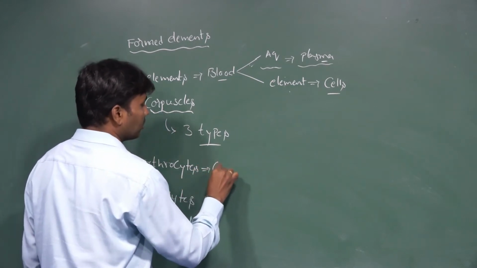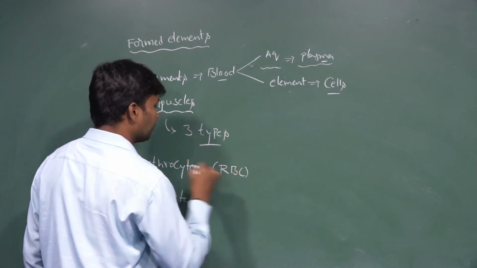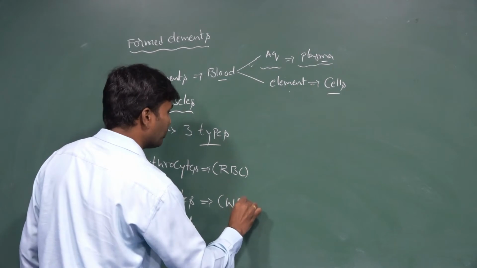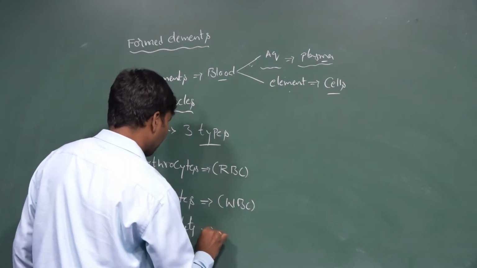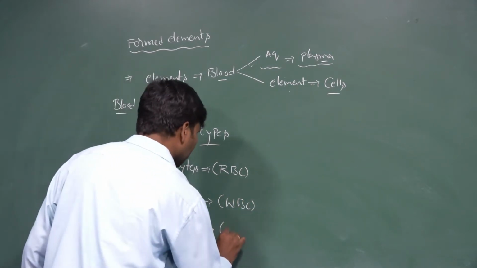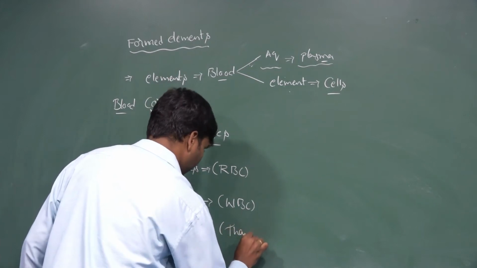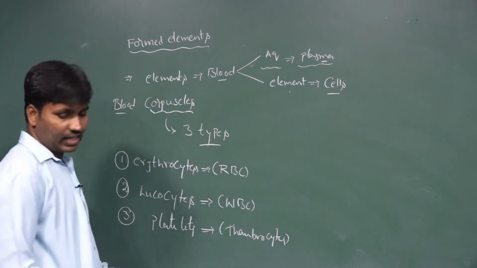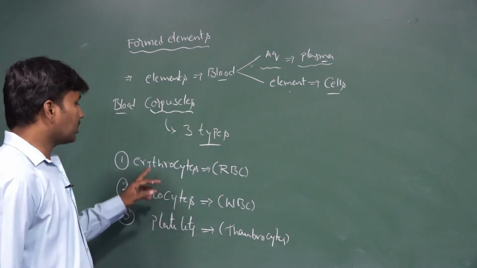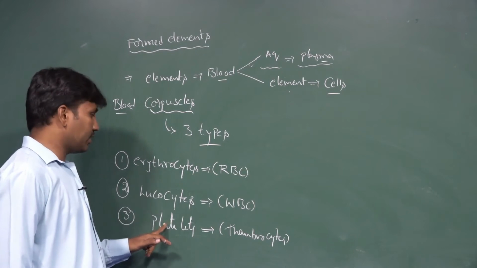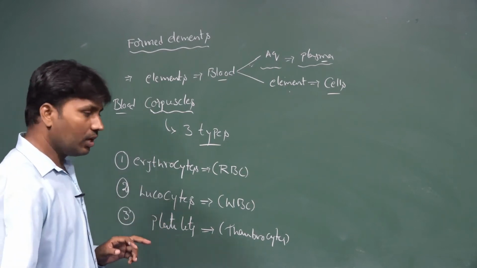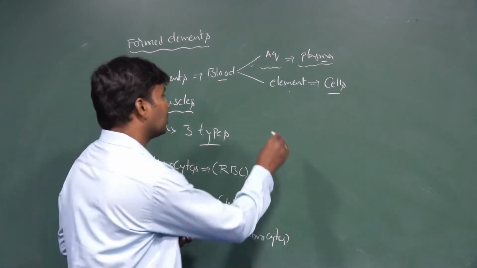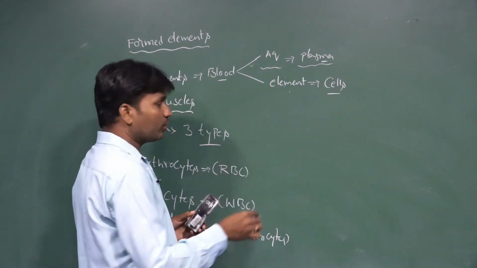Erythrocytes, commonly called RBC. Leukocytes, commonly called WBC. And platelets are thrombocytes. Okay, platelets are the thrombocytes. So these are the three types of elements presented in the blood along with the plasma. Their shape, their structure, their function, one by one we are going to discuss.